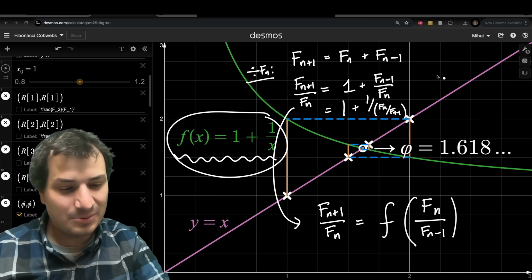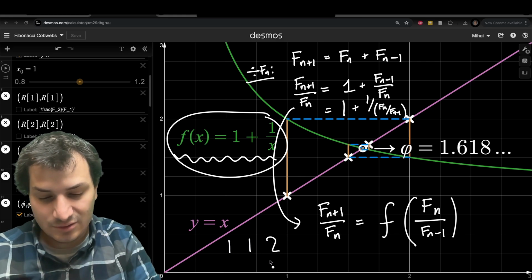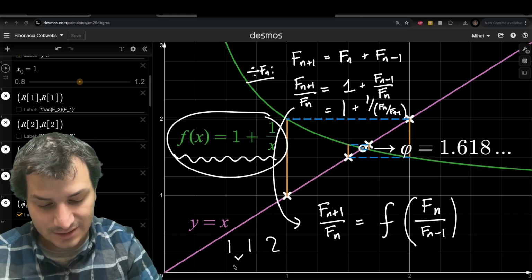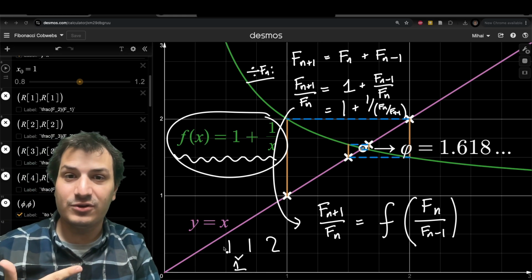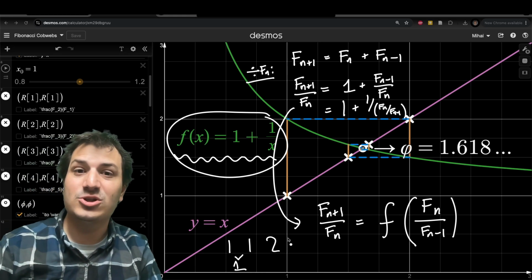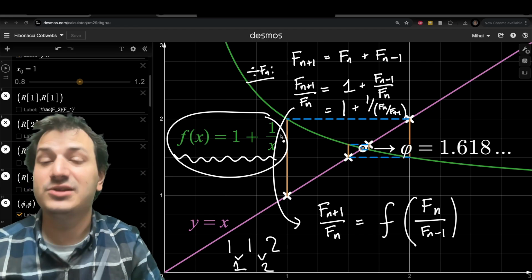So again, as an example, if you start with the Fibonacci numbers 1, 1, 2, the ratio of the first two numbers here is 1, right? And if you want to get from the ratio of the first two Fibonacci numbers, 1, to the ratio of the next two Fibonacci numbers, which is 2, you apply the function 1 plus 1 over x.